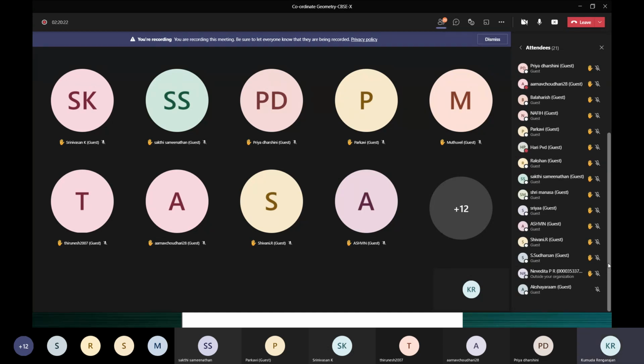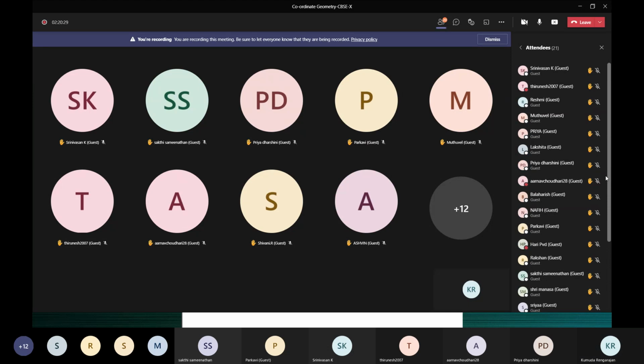Okay, so Akshay Ram, Nivedita, Sudarshan, Shivani, Ashwin, Shreya, Manasa, Shakti, Rakshan, Hariharan, Parkavi, Nafi, Balaharish, Arnav, Priyadashni, Lakshita. Oh, Lakshita, you're in, okay. Priya, Muttuvel, Reshmi, Tirunesh, Srinivasan. All right, children. Let's continue.